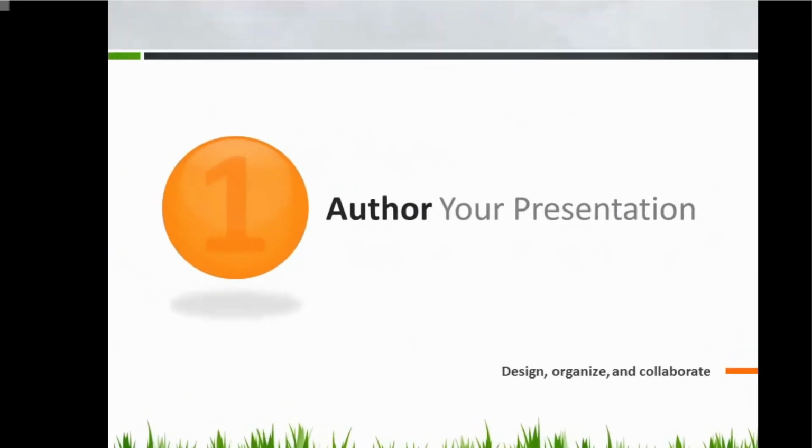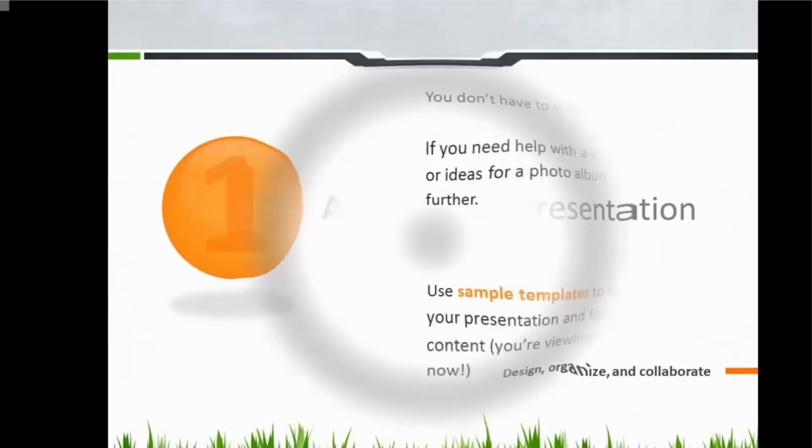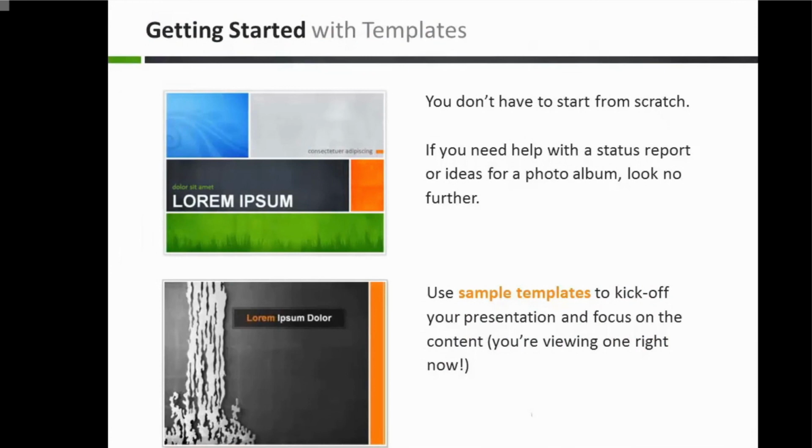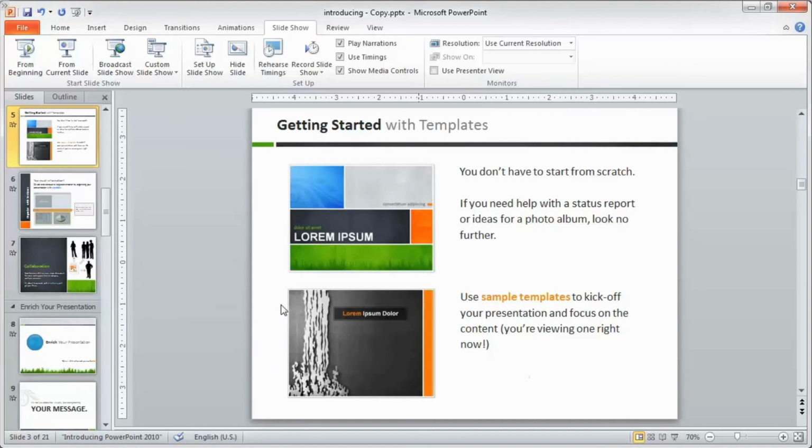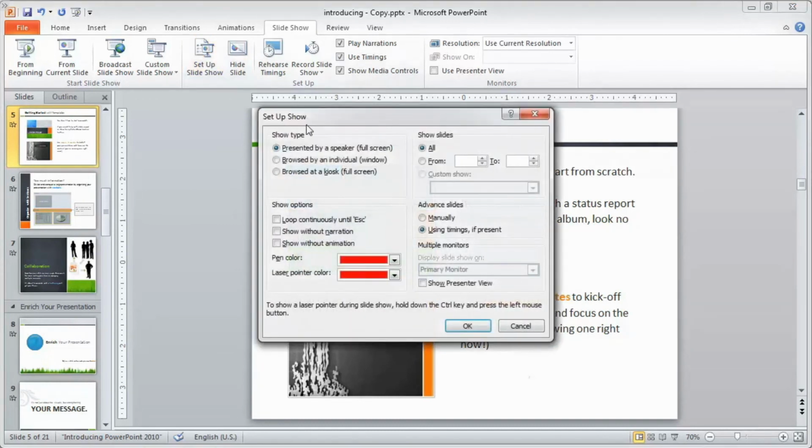By default, slideshow view works in full screen mode, but you can change that too. To do that, access the slideshow tab of the ribbon, locate the setup group, and click the Set Up Slideshow button. Alternatively, you can Shift and click the slideshow button on the status bar. Either of these options brings up the Set Up Show dialog box. In the show type area, you can choose the Browsed by an individual window option. Turning on this option places your presentation in a window. This is the exact equivalent of the reading view.